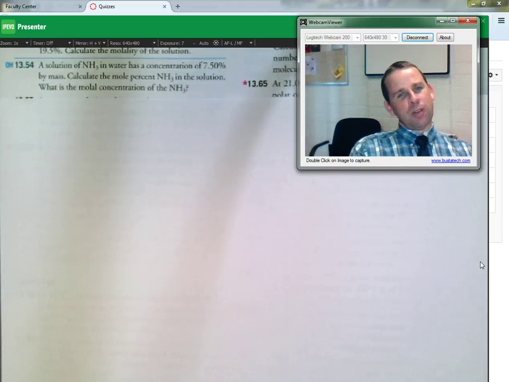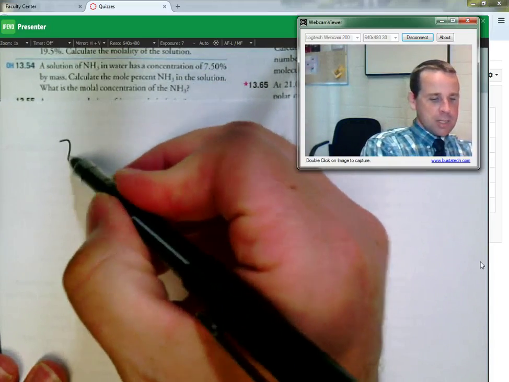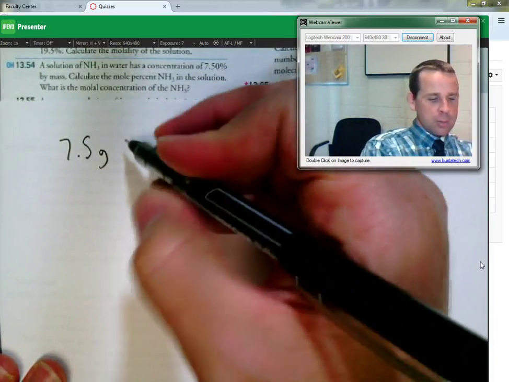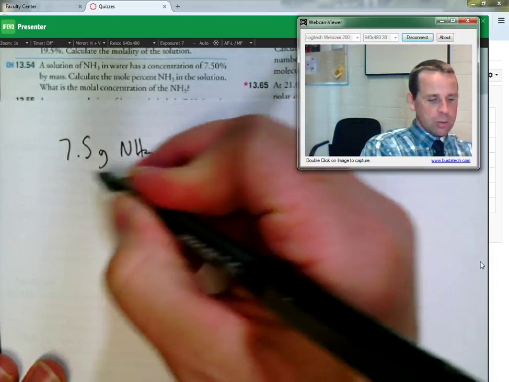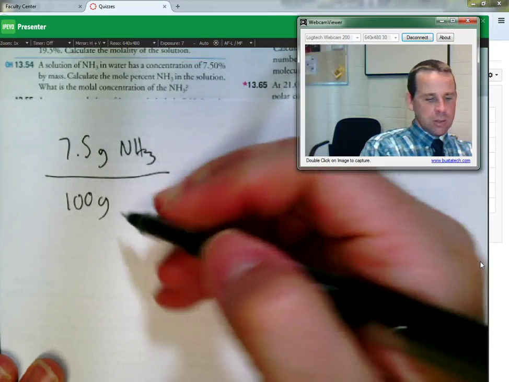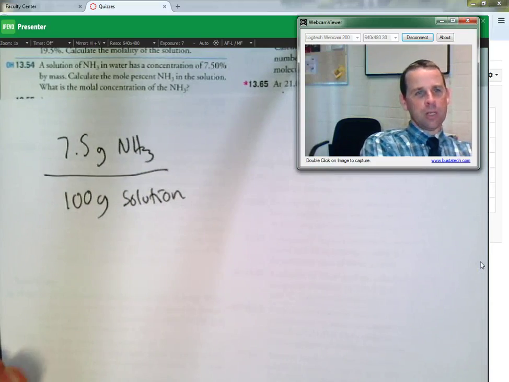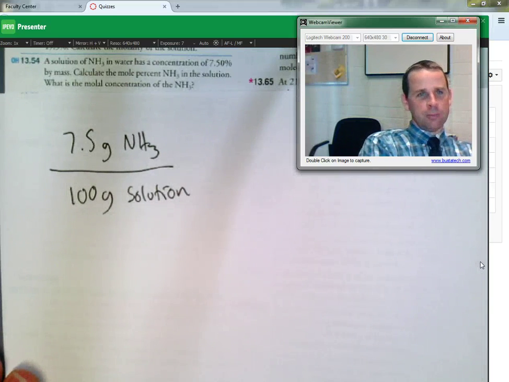All right, so 7.5% by mass. Now, what does that mean? That's maybe the hardest part of this problem, right? Well, 7.5% by mass means 7.5 grams of ammonia, NH3, for every 100 grams of solution, that's what percentage means. All right, so that's what we have there.